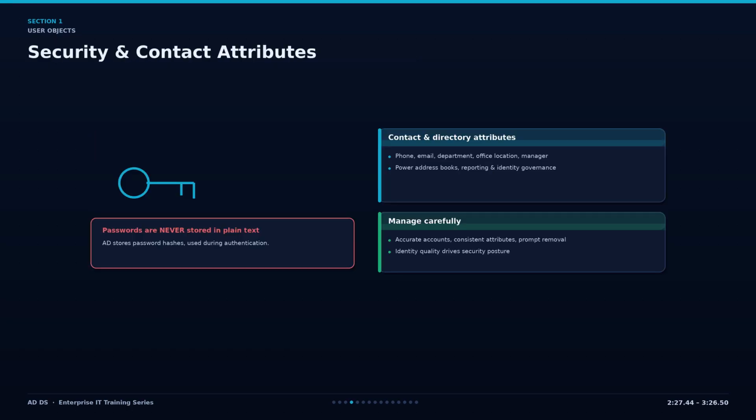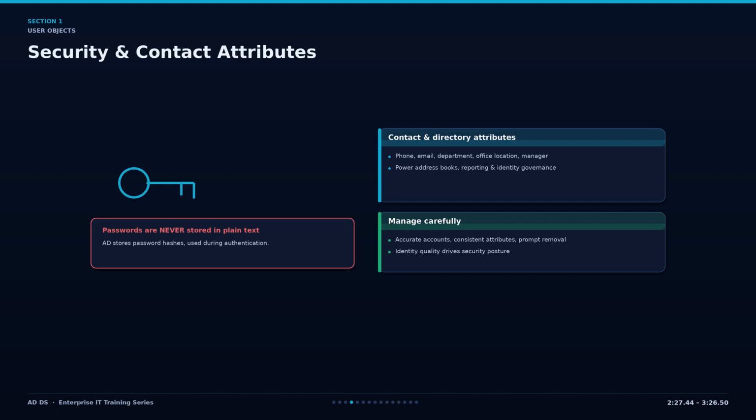User objects also contain security-related information. Passwords themselves are never stored in plain text. Instead, Active Directory stores password hashes that are used during authentication processes. Beyond authentication data, user objects may contain contact information such as phone numbers, email addresses, department names, office locations, and manager relationships. These attributes support collaboration tools, address books, reporting systems, and identity governance solutions.